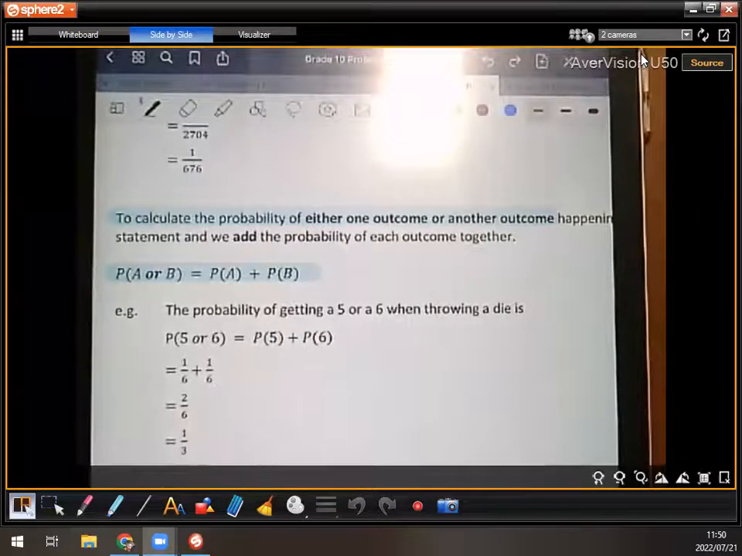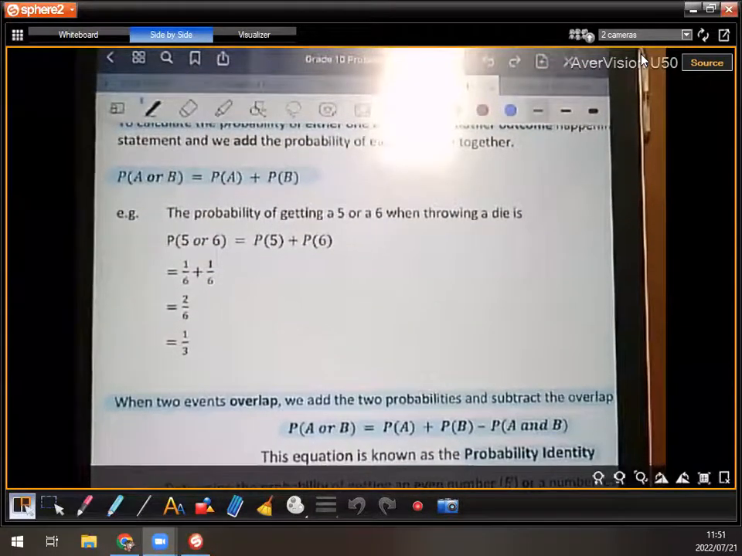But sometimes the two outcomes overlap. We saw that in the one that we marked earlier, where it was asking for a red card or a jack. Do you guys remember? We said there are 26 red cards. There are actually 4 jacks, right? But 2 of the 4 jacks are already red. So we minus those 2 off.